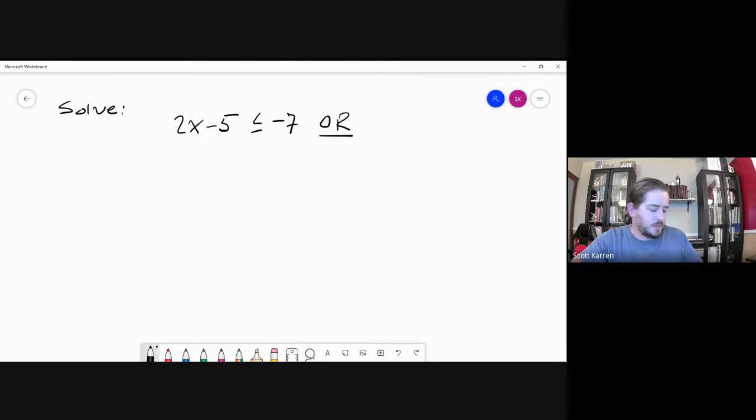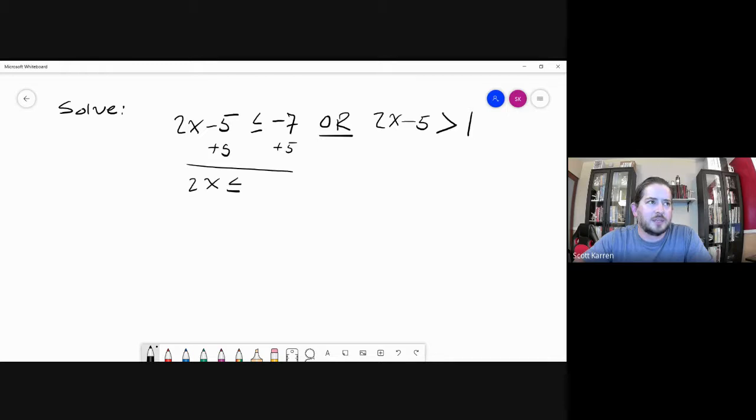2x minus 5 is greater than 1. I don't know why they're always the same expression. I don't know if I made this up or not, but it looks like I probably did and was not very creative. But that's okay. We're still going to solve it. On the left one, I'll add 5 to both sides. This gives me 2x is less than or equal to -2. And if I divide each side by 2, this gives me x is less than or equal to -1.